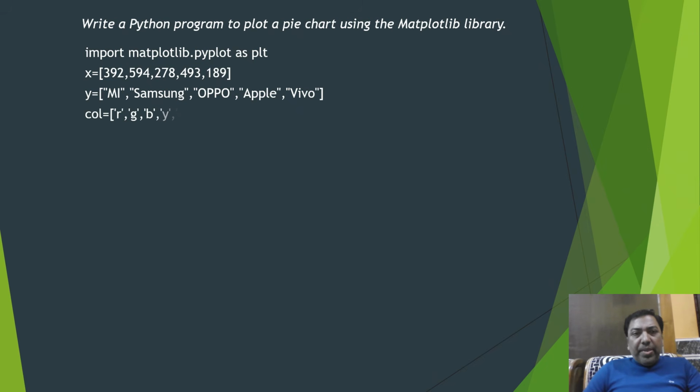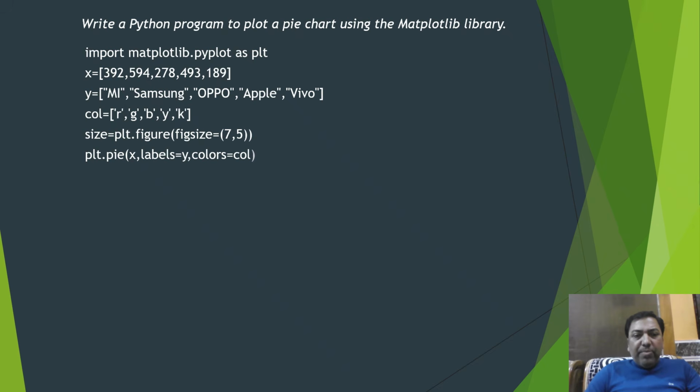Now colors: red, green, blue, yellow and black. Now size, here also in the same way we can set the size. Then plt.pie. Now the important change you will find here: pie is the function for creating the pie chart. In X we write the data set. Labels, what labels you want to give those data sets, we are getting from the Y list. So labels is equal to Y, and colors is colors. After that plt.title monthly sales, plt.show.